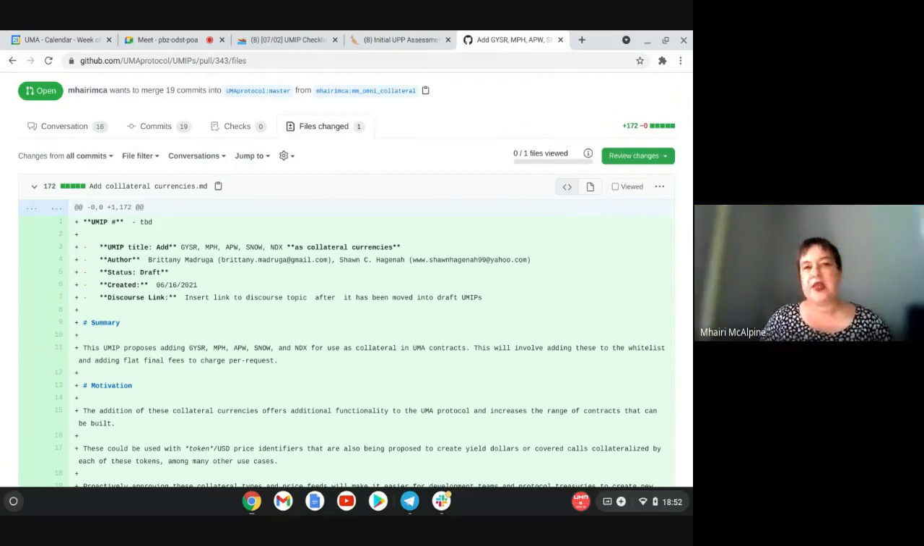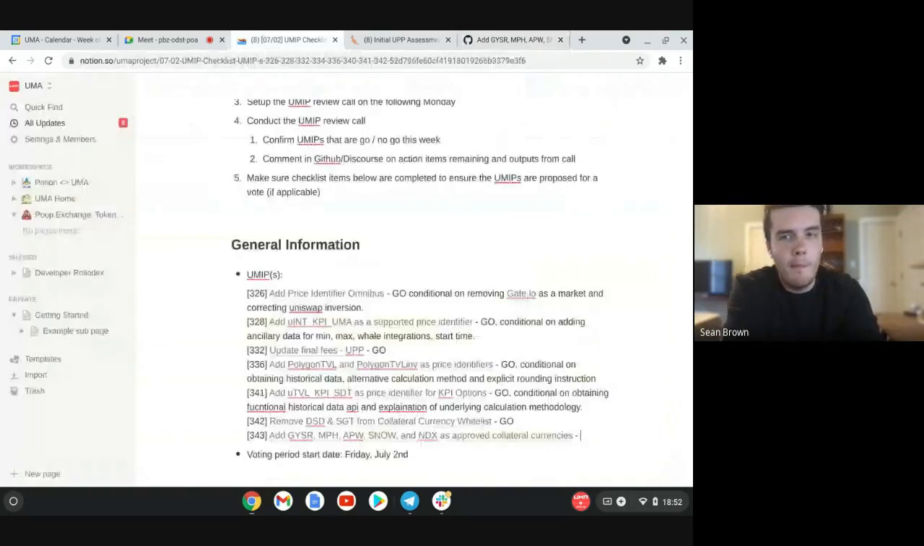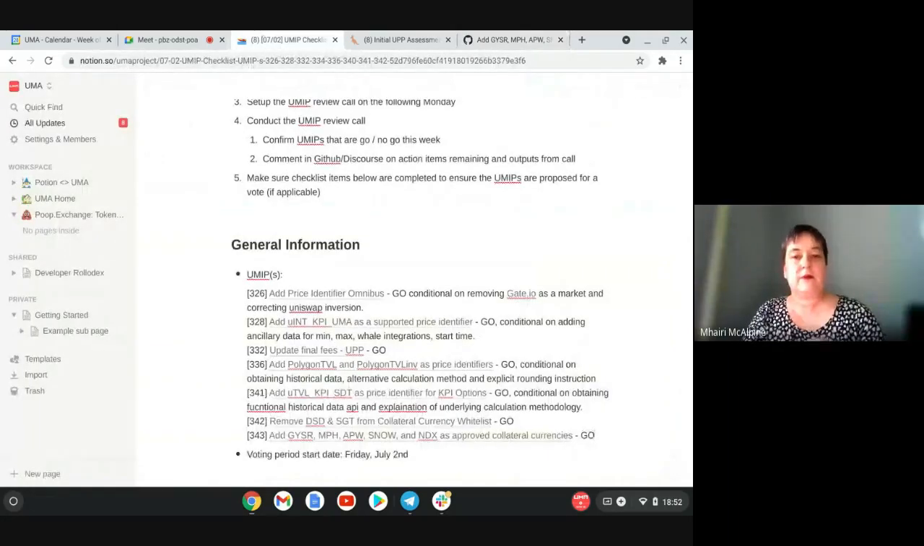Okay, all of these collateral currencies are by protocols that are quite interested in KPI options. Does anyone have any further objections to the UMIP going forward to vote? I don't. Cool, that's a go then.